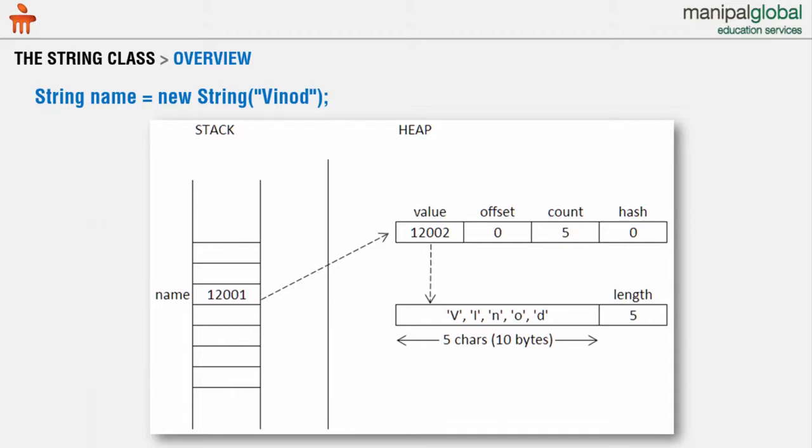So value is a character array, offset is 0, hash is 0. Don't worry about those two, but they are internal fields of the string class. None of them can be accessed directly. You can only access the string using some API functions or the string itself.